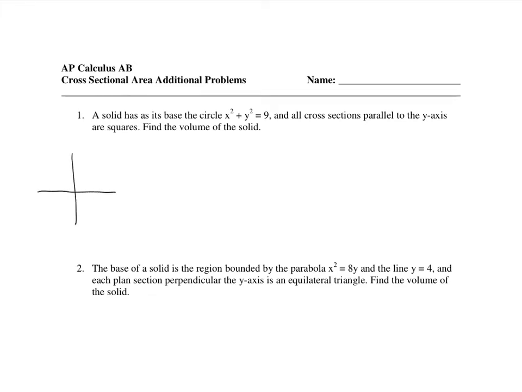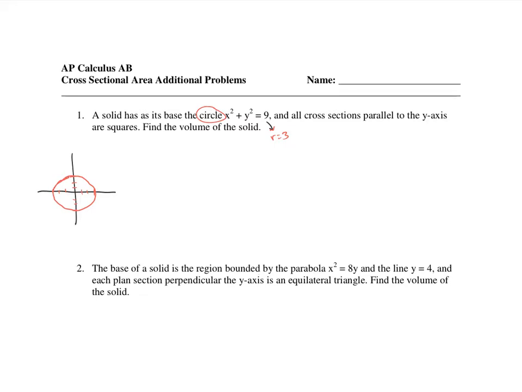So we've got this situation where the solid has a base. This is an equation of a circle with radius 3. So we're going to go out 1, 2, 3, 1, 2, 3, 1, 2, 3. So it looks like this. This is the base of my solid, this circular pattern here.